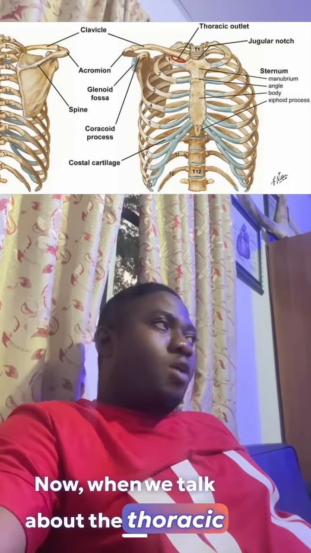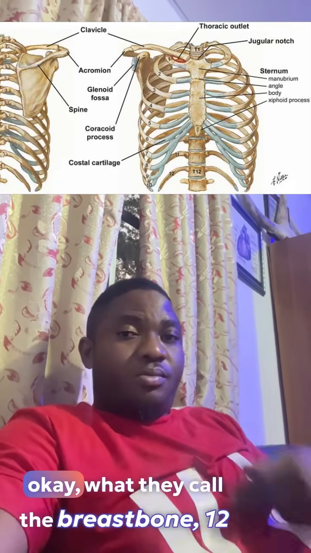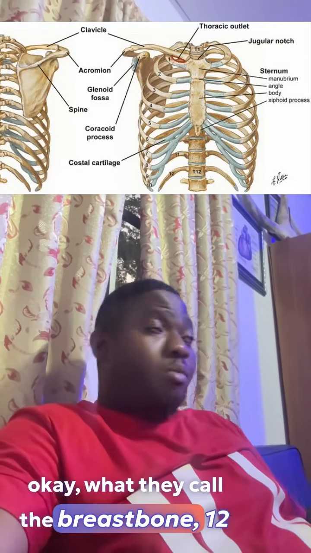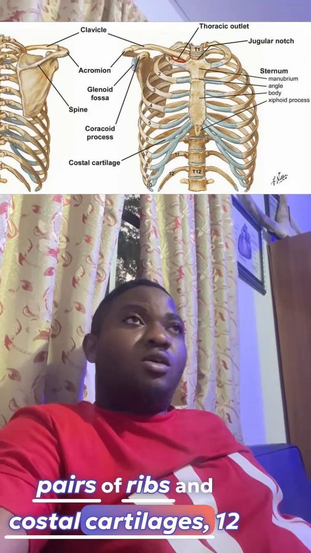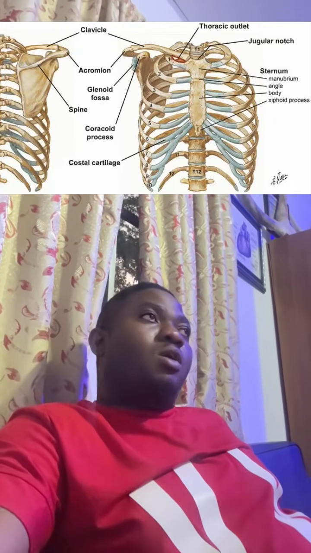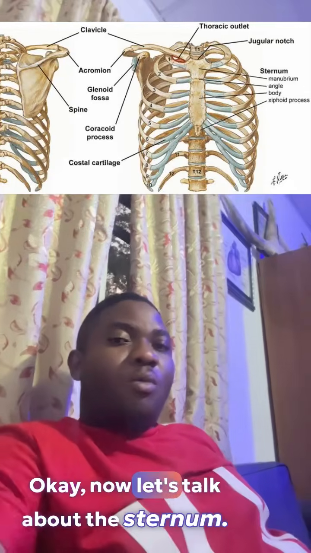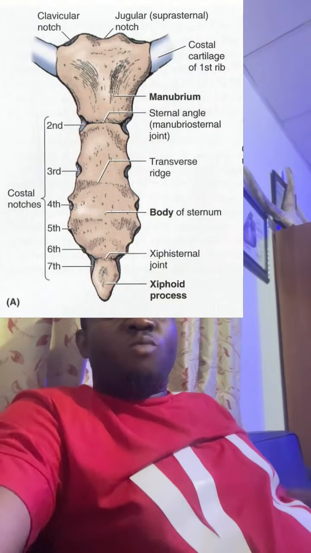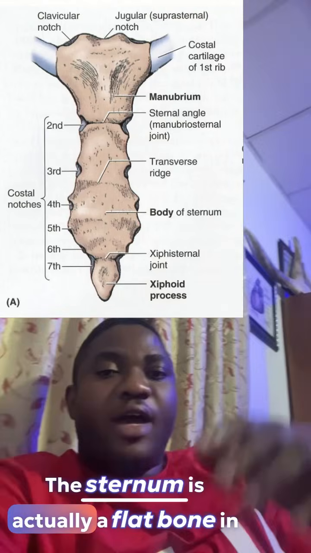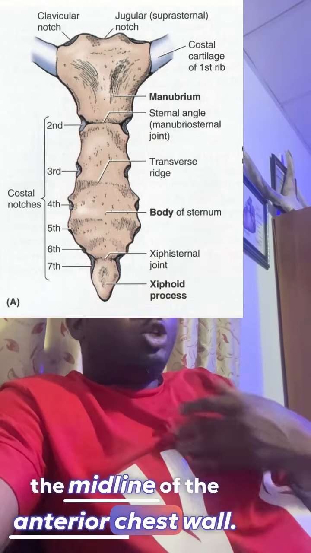Now, when we talk about the thoracic cage, it consists of the sternum, what they call the breastbone, 12 pairs of ribs and costal cartilages, 12 thoracic vertebrae and their intervertebral discs. Okay, now let's talk about the sternum. The sternum is actually a flat bone in the midline of the anterior chest wall.